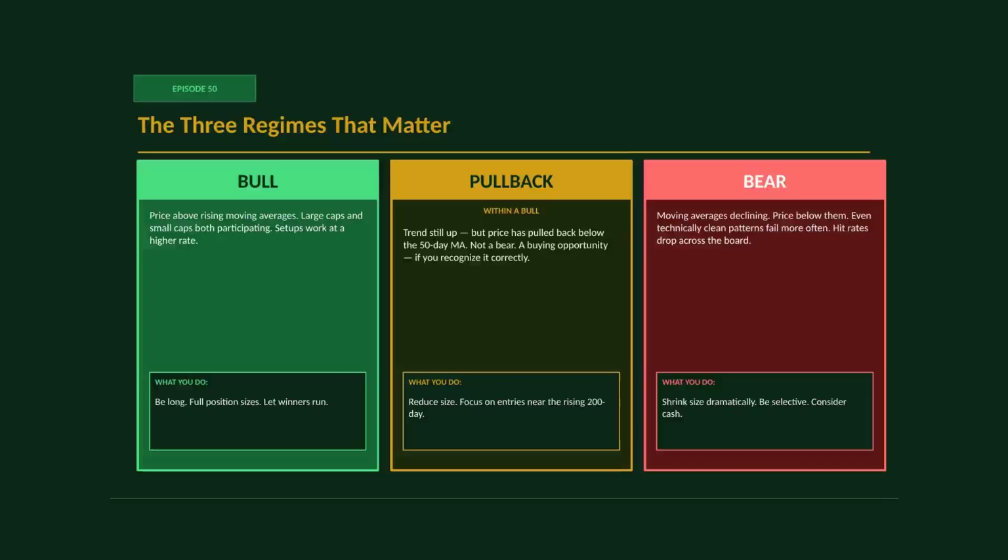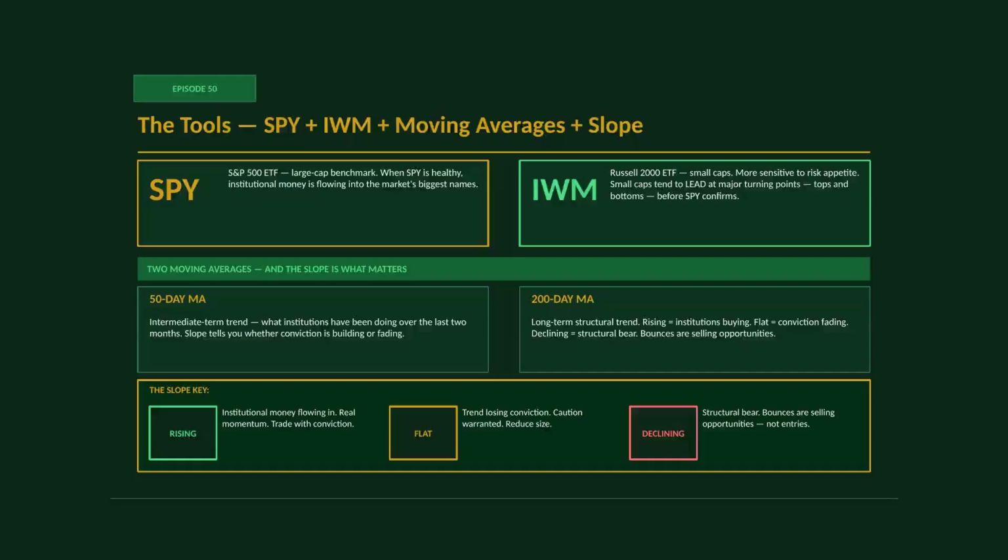2 tickers, 2 moving averages, 1 overlooked input: slope. SPY is the S&P 500 ETF, or large cap stocks, the institutional benchmark. When SPY is healthy, money is flowing into the market's biggest names. IWM is the Russell 2000 ETF, or small caps. Small caps are more sensitive to economic conditions and risk appetite. They tend to lead at major turning points, both tops and bottoms, before SPY confirms the move.